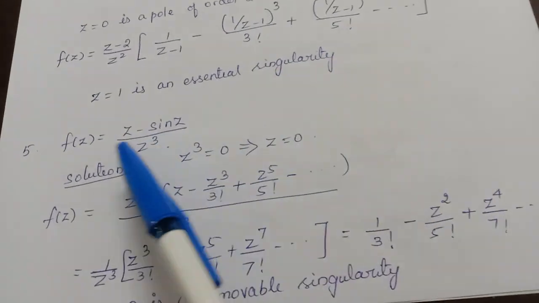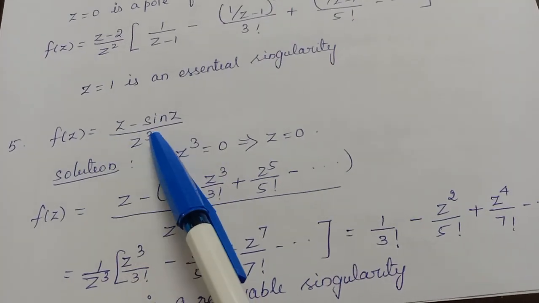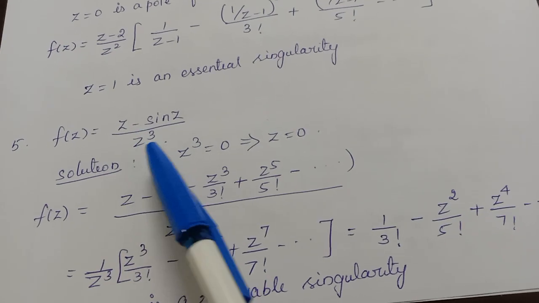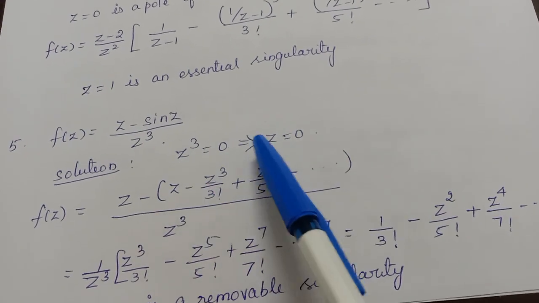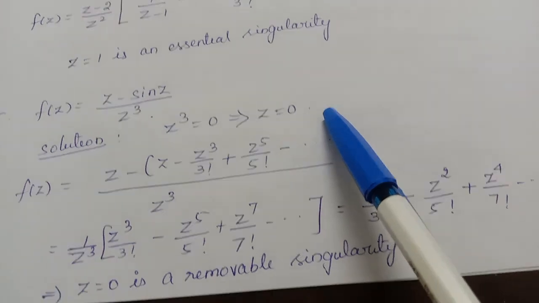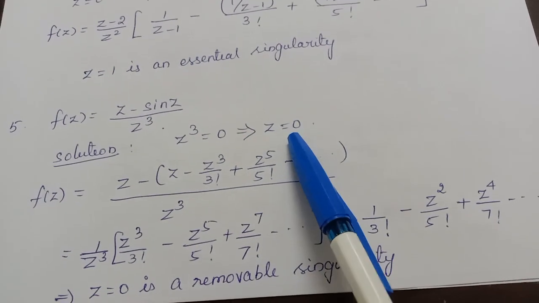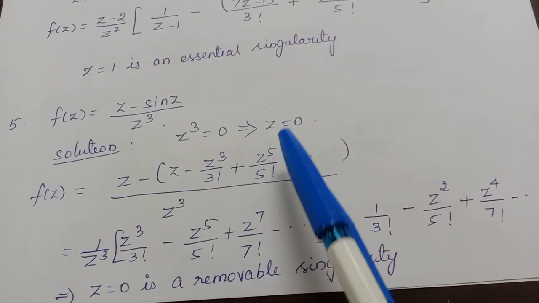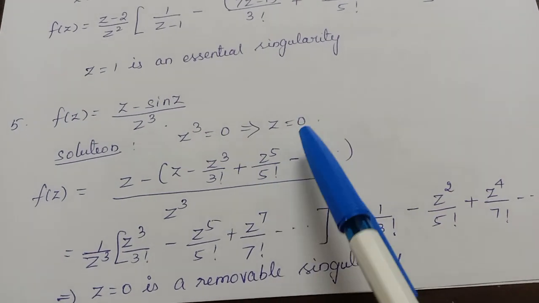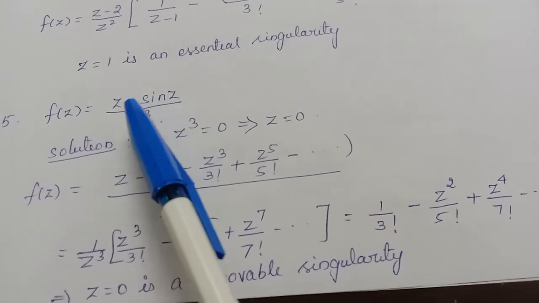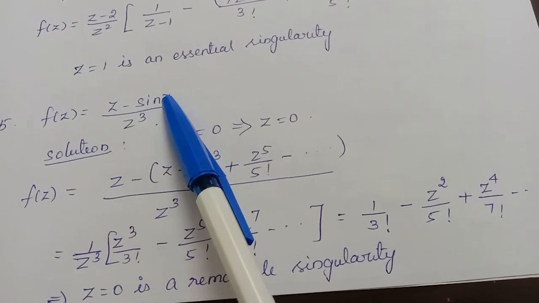Okay, then next problem, f of z equal to (z minus sin z) by z cube. Now equate the denominator to 0. So z cube equal to 0, that implies z equal to 0. Definitely it will be an isolated singularity, but directly I am not going to write it as a pole of order 3, because look at the numerator here, z minus sin z is there, no?